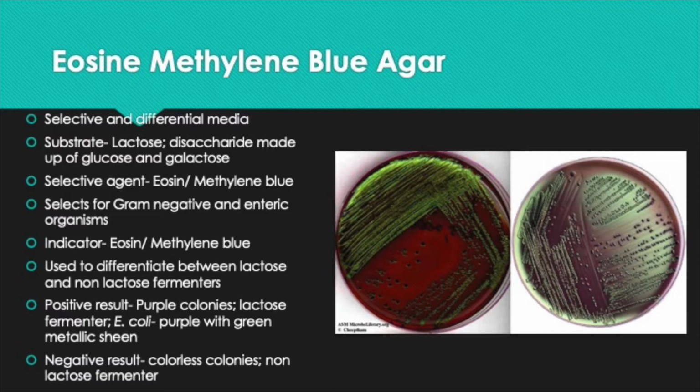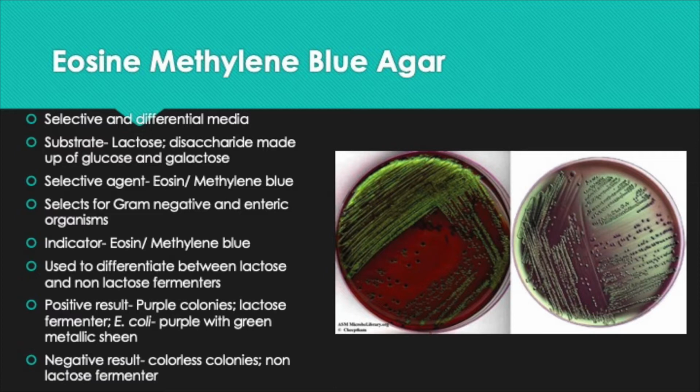The selective agent in eosin methylene blue is eosin methylene blue. That's what the media is named for. Okay, these are dyes. They are also going to be preventing the growth of gram-positive organisms because just like in MacConkey, we're not worried about gram-positive organisms here. We're looking for E. coli, which is a gram-negative organism. So if the bacteria grows, then that means it is a gram-negative organism.